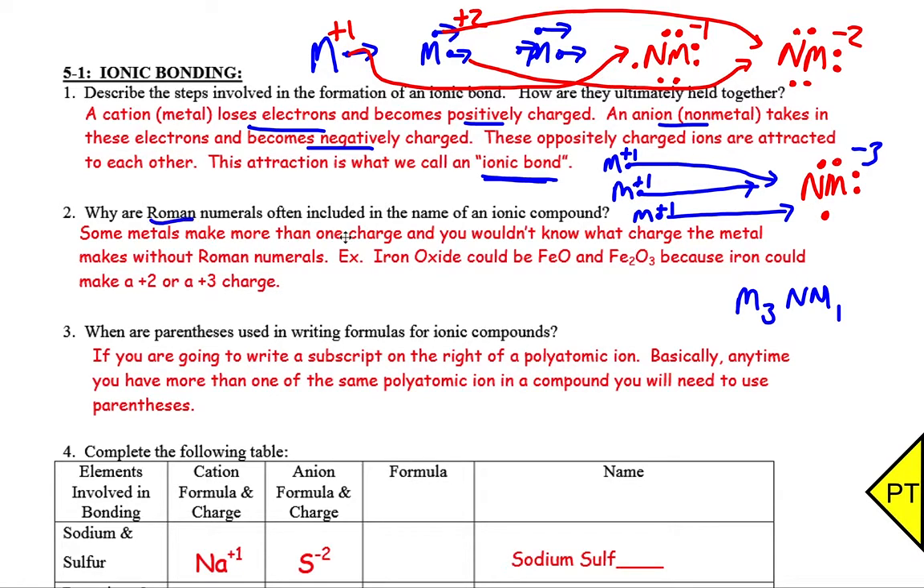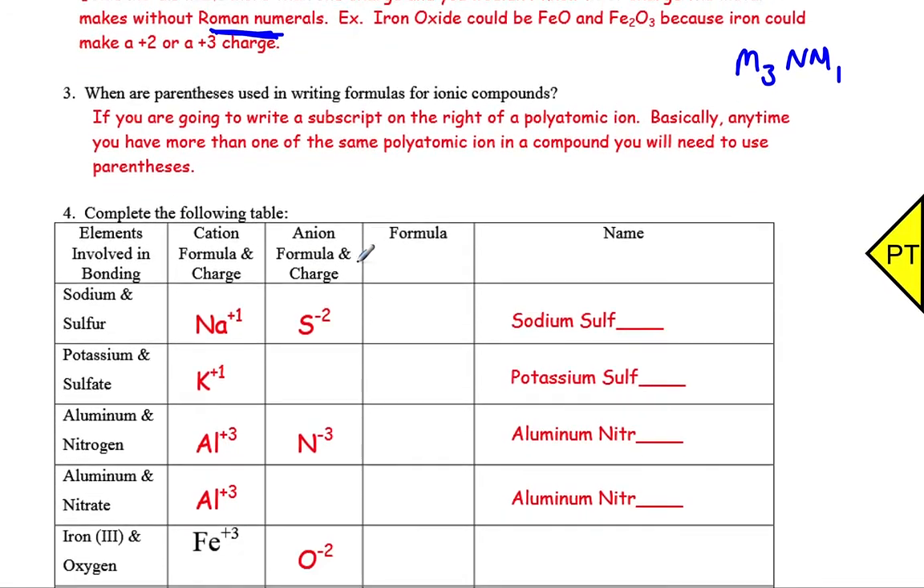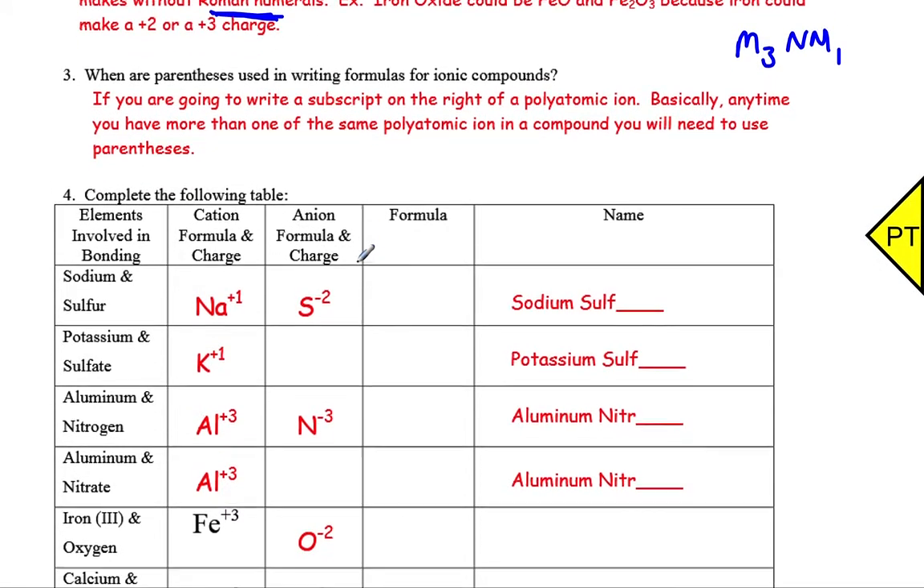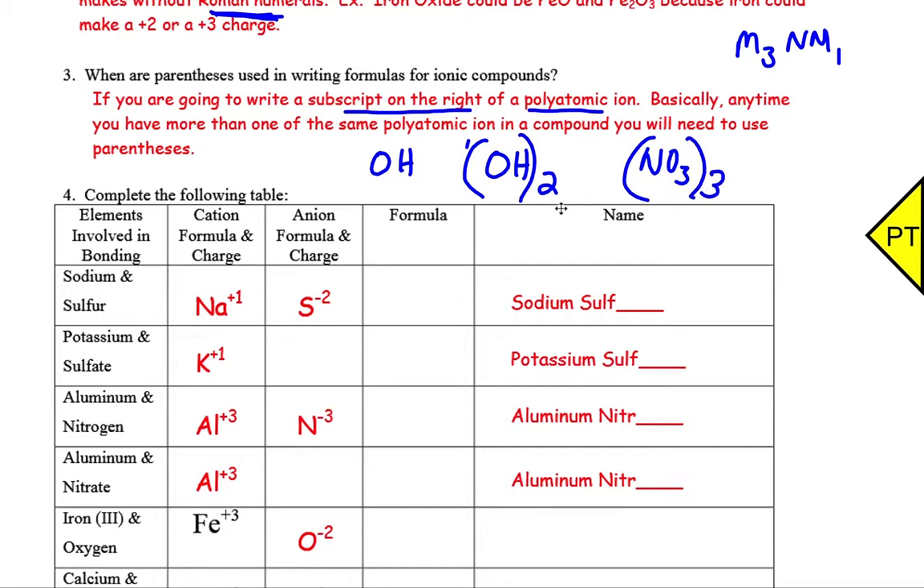Now, if you see Roman numerals, you just have to remember Roman numerals are the charge on the metal. It's not how many are in the formula, it's the charge on the metal. You'll see that in a minute. And when you use parentheses, whenever you have a polyatomic ion and you're going to write a number on the right of it, if you're going to write a subscript, for instance, if I have hydroxide, if there's just 1 of them, I just write OH. But if there's going to be 2 hydroxides, if I'm going to put a 2 down there, I better put that in parentheses. If I have nitrate and there's just 1 of them, I leave it alone. But if there's going to be 3 of them, I put it in parentheses.